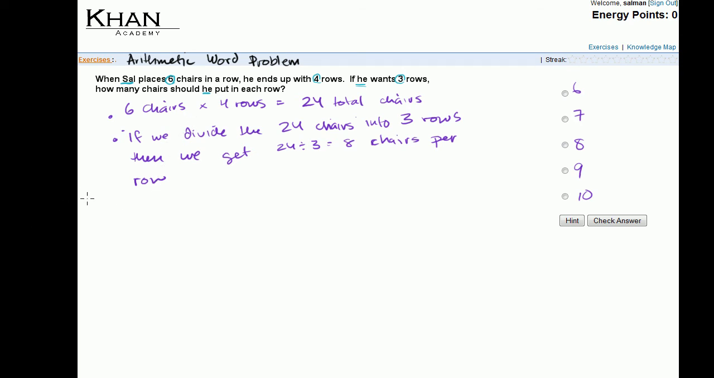And feel free to kind of play around with it. We could put the sentences in different orders. Even this one, the second question, if we wanted to get fancy, says if he places 8 chairs in each row, how many rows does he have? So we're asking something slightly different. So you can play around with that, but this is the first fundamental type of question.